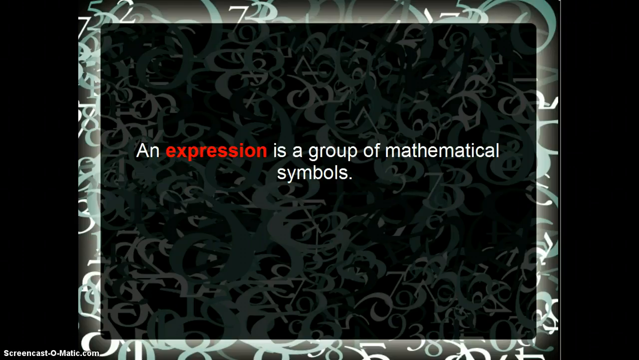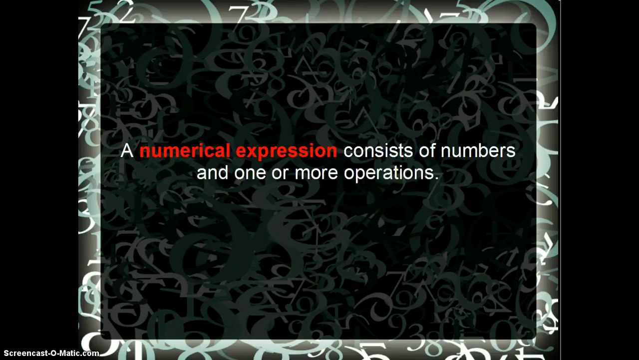First, an expression is a group of mathematical symbols. So, I don't know, 3 plus 6 times 2, that's an expression. 3 plus 4, that's actually an expression, even though it's so small. A numerical expression consists of numbers and one or more operations. So, 3 plus 4, that's basically a numerical expression because it has numbers and it is also an expression. Let's move on to the next.